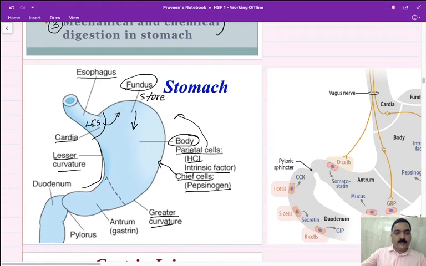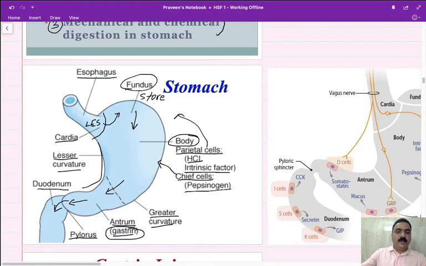Coming down, you have not a sphincter, but a notch called the incisural notch that separates the body from the antrum. The antrum is the major location where there is secretion of gastrin. From the body, the food moves to the antrum, and from the antrum to the pylorus, and through the pyloric sphincter it passes down to the duodenum. This region is referred to as the pylorus and includes the pyloric sphincter.